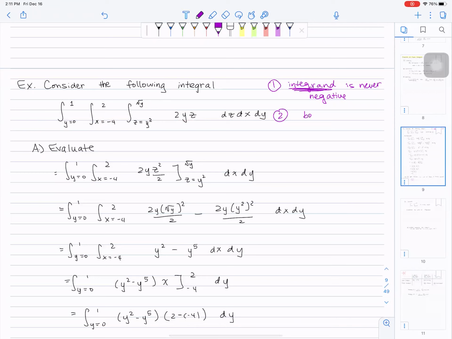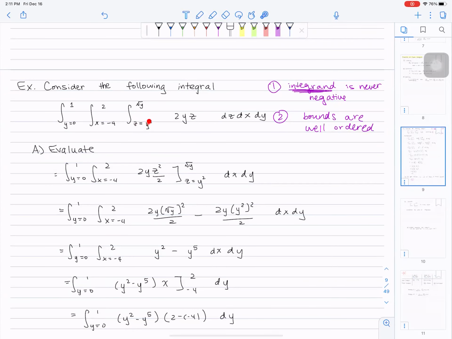And second, our bounds are well ordered. In other words, our bounds should always go from some smaller number to a larger number. And we see x goes from -4 to 2. That's the correct order. And y is 0 to 1. That's good. What about z?